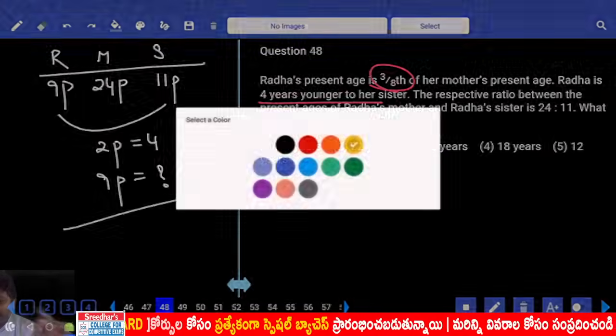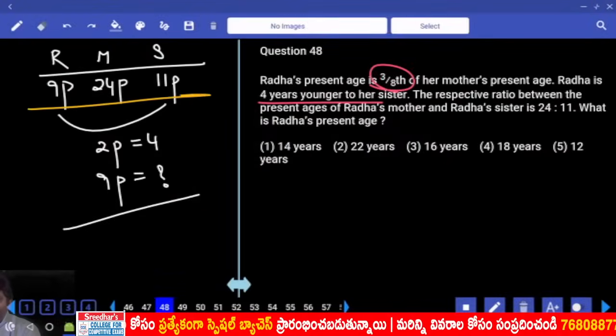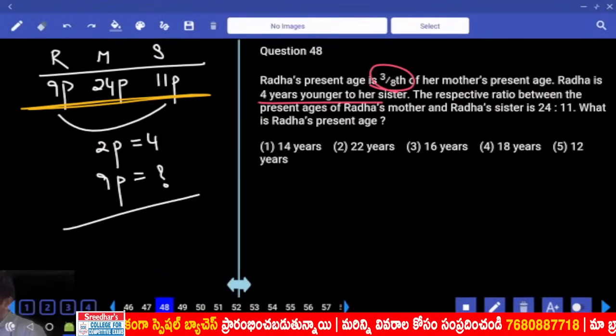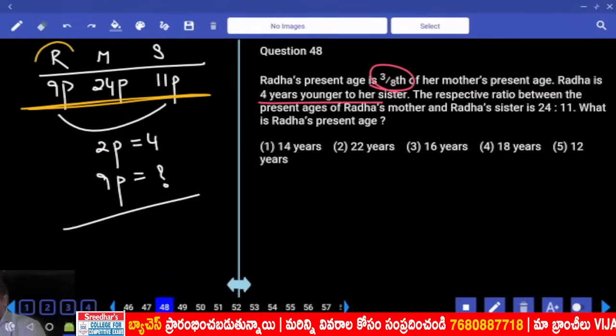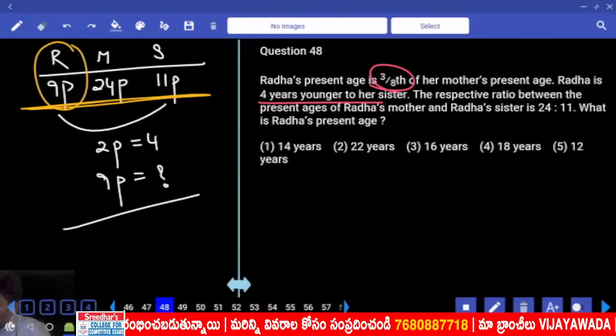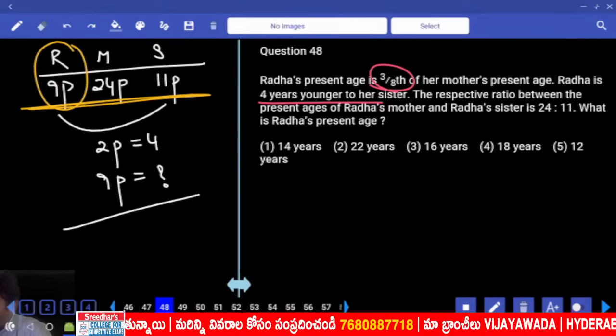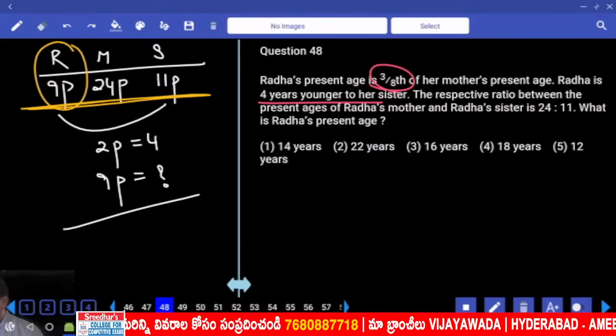Are you okay? Once you have written the number of parts, you are actually done. Radha's age is how many parts? 9 parts, so it should be a multiple of 9. There is only one multiple of 9.